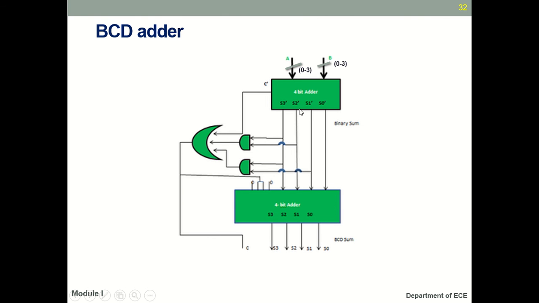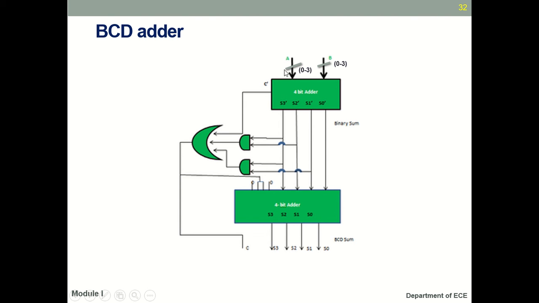See here, this is a 4-bit adder. A 4-bit adder means you can add two 4-bit numbers A and B. Here 0 to 3 represents your A value, A0, A1, A2 and A3, and B represents B0, B1, B2 and B3. When you add two 4-bit numbers, your output will be S0 dash, S1 dash, S2 dash and S3 dash. That is your binary output.